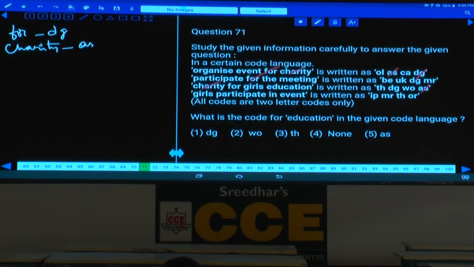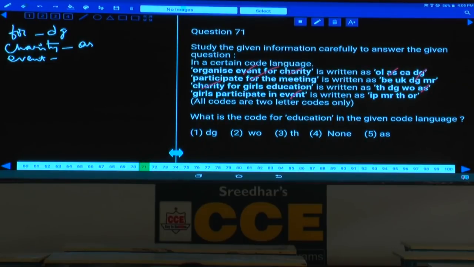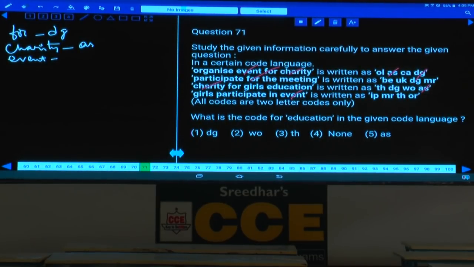Then the first and the fourth one, organize and event. Event is the word which is common. So what is the code common here? IP and... now in this one, girls participate in event: IP, MR, TH and OR, isn't it? IT, MR, TH, OR. Hence one word should be common between these two. Then tell me what is the word here?